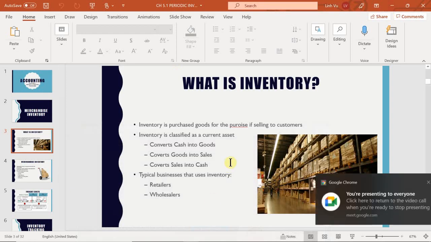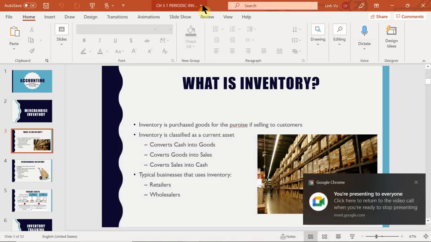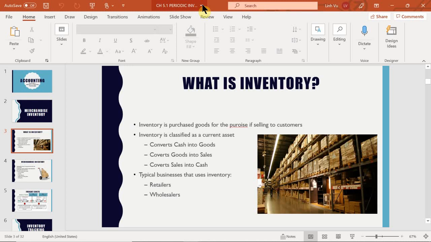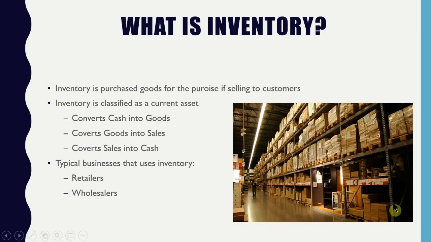When we're looking at merchandising inventory, our goal is to purchase these inventories. So we're buying the inventory, converting cash into goods, and then we're going to take those goods and convert them into sales. Once we do that, sales becomes cash. So our main purpose and goal here is to buy at a low price and turn around and sell it at a higher price for profit.